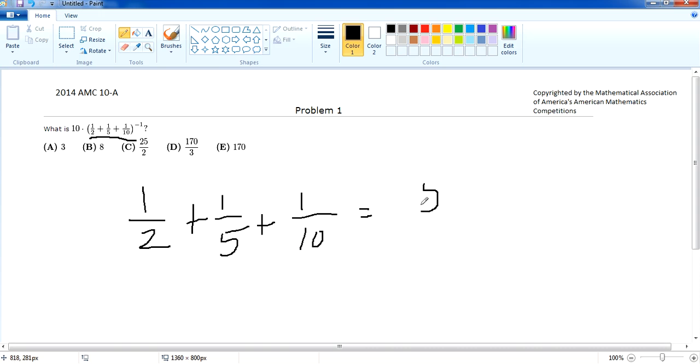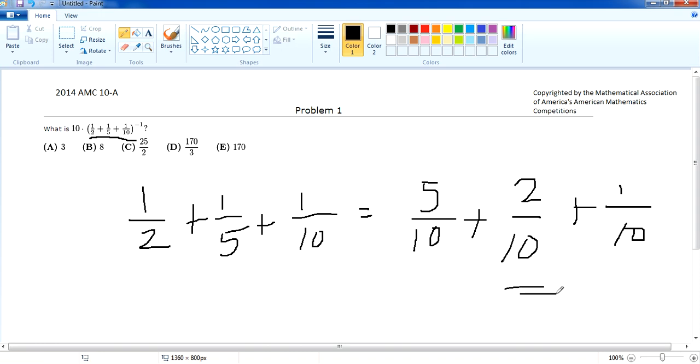Same thing as 5 over 10, that's 1/2, plus 2 over 10 plus 1/10, which is 8 over 10, right? It's 8 over 10. 5 plus 2 plus 1 is 8. So 8 over 10 is the same thing as 4 over 5. So this whole thing is 4 over 5.